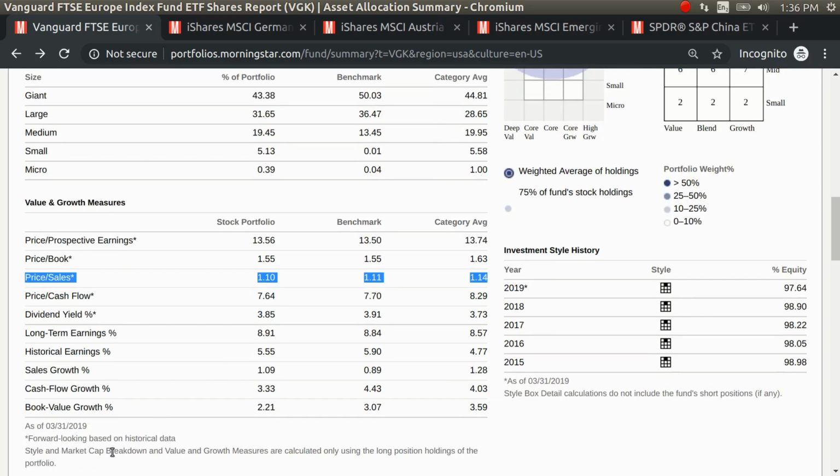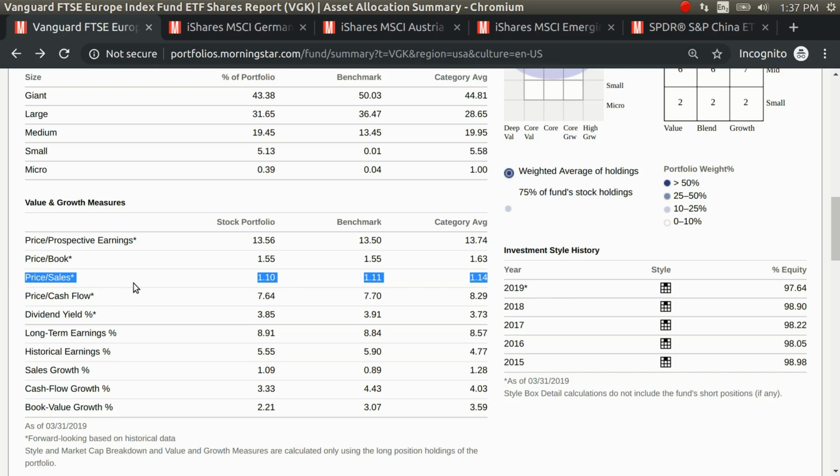As I mentioned in the previous video, this is a little confusing because it says right here it is as of the end of March 2019. And then it says it is forward-looking based on historical data. Now, the correct way of calculating this price to sales ratio would be to take the price for this ETF today divided by the last known sales per share for the trailing 12 months at that time. So that might be the trailing 12 months before the end of March, so going from March 2018 to 2019, and then taking that number and the price for today.